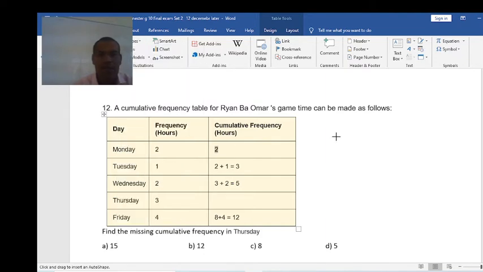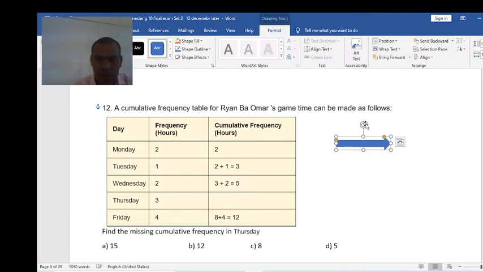Yes, I need this one, but I will make it smaller. Okay, then I will rotate it.